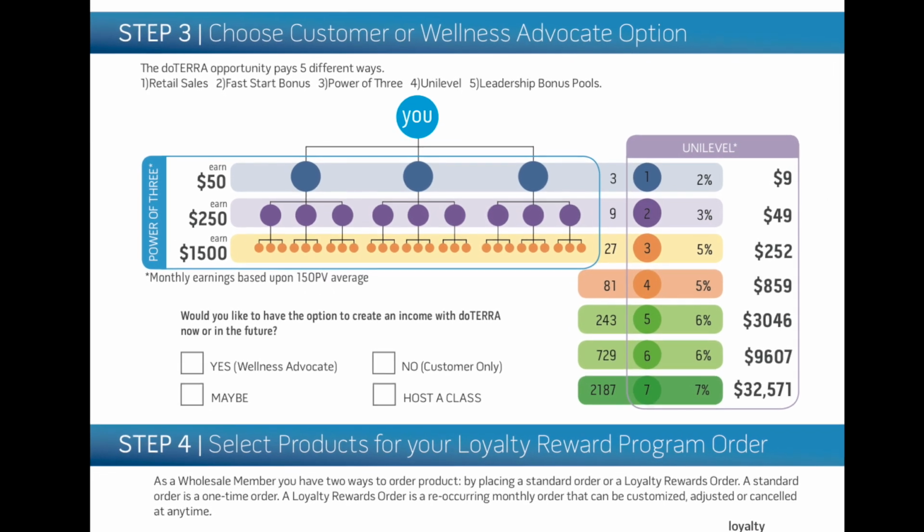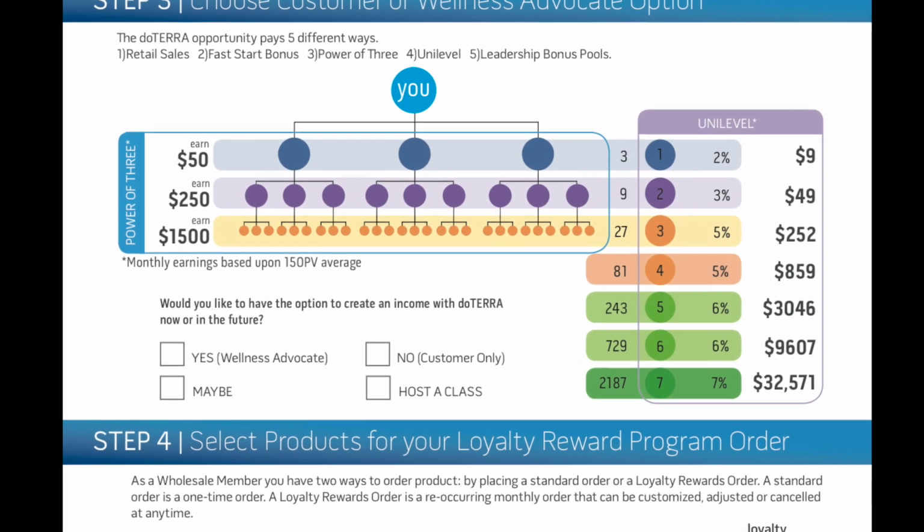And now, if you can imagine, the person you've said, okay, do you want to explore your purchasing options? And they said yes. Would you like to buy wholesale or retail? And they said wholesale. And you said, okay, which kit would you like? And they'd say, well, I'd like this one. And then you go, okay. And then you get here to step number 3. And it says, okay, now you can choose between just being a customer or have a wellness advocate option. And if you just read the actual question here, it makes this real simple. It says, would you like to have the option to create an income with doTERRA now or in the future?